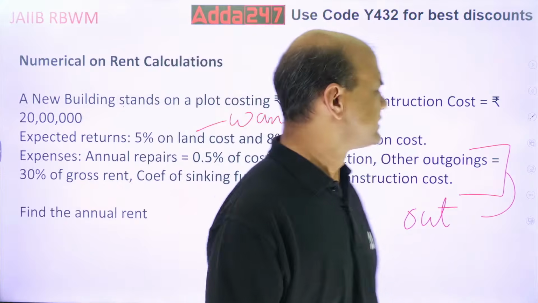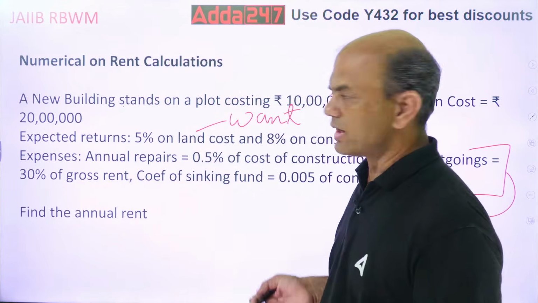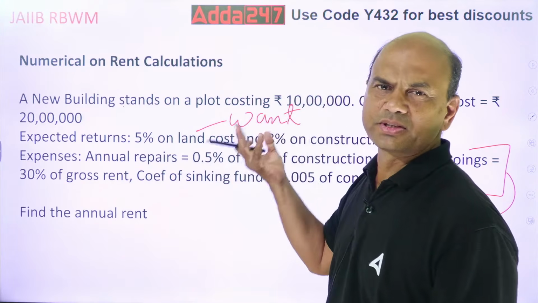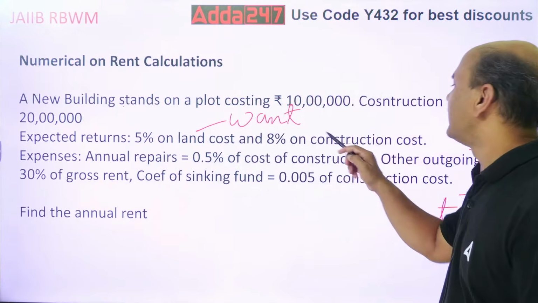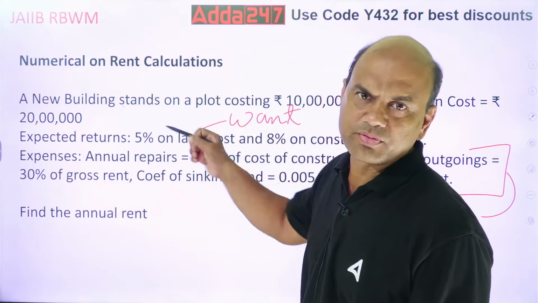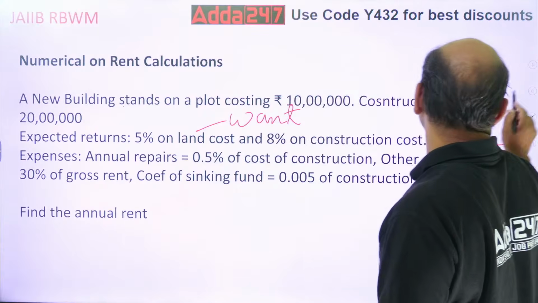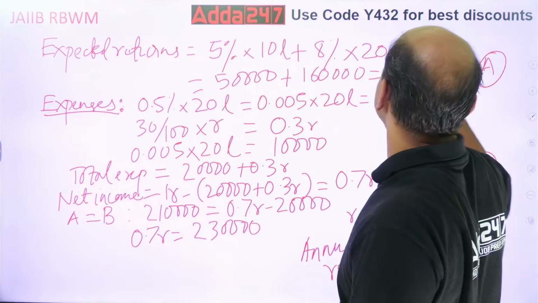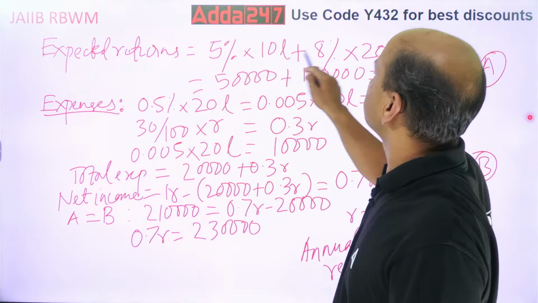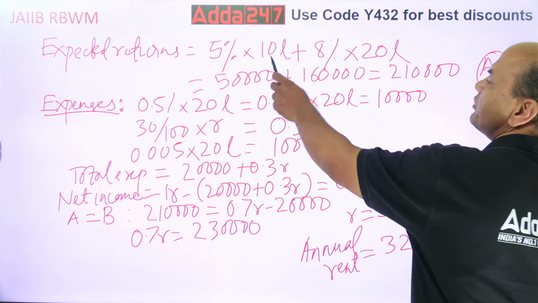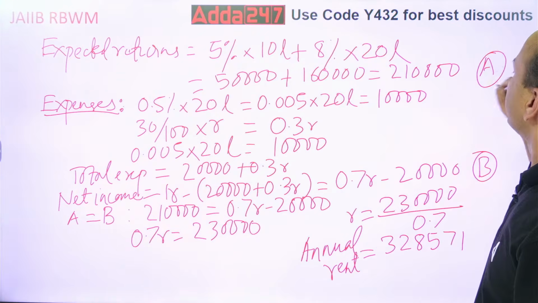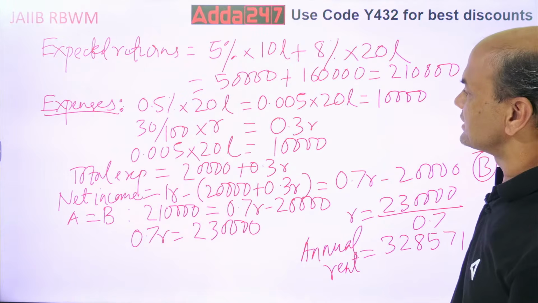Very good. See, what am I requiring? 5% on 10 lakhs means how much? 10% is 1 lakh, so 5% is 50,000. And 8% on 20 lakhs: 8 twos are 16, so 1,60,000. So 160 plus 50, 210. So I am getting 2,10,000. 5% on 10 lakhs plus 8% on 20 lakhs: 50,000 and 1,60,000. So 2,10,000. Let's mark this as A.